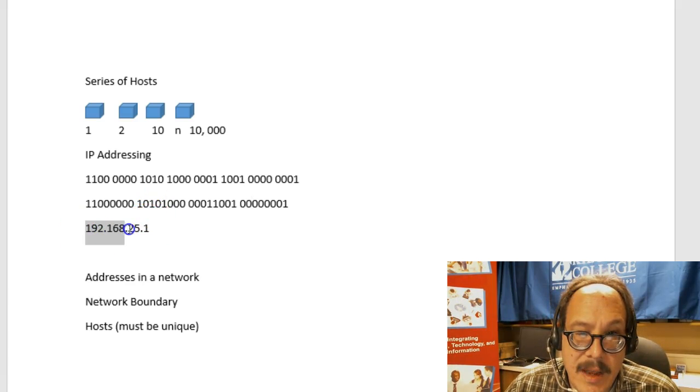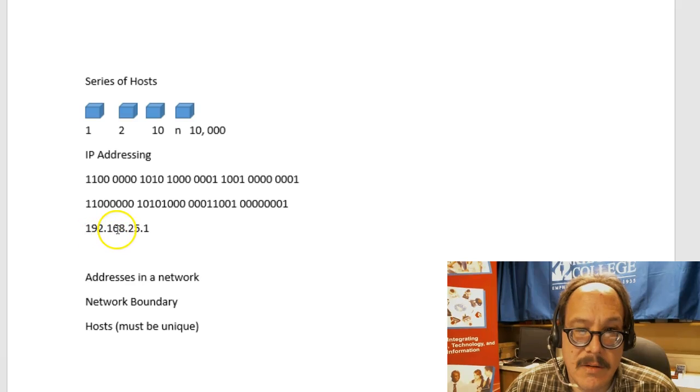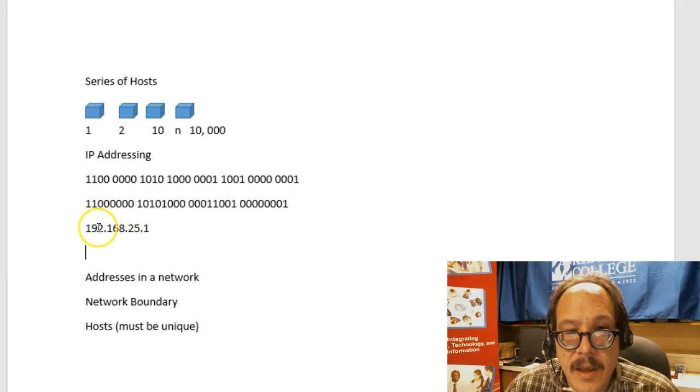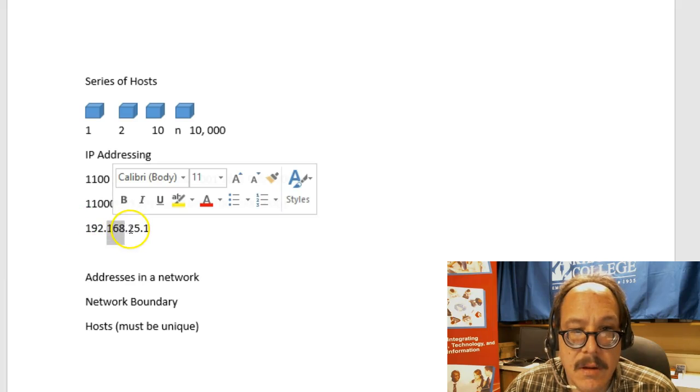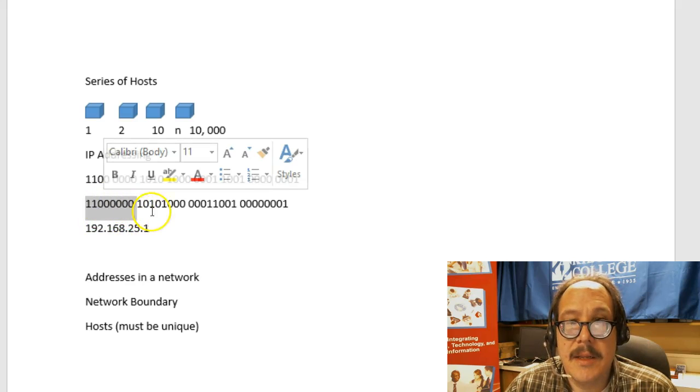We can translate that into a decimal number, which makes it easier for us humans to understand. That's all we're doing here: taking this binary code and translating it into a decimal number that makes it easier to understand. And we are putting it in this format with dots in between the numbers. Now, these numbers are called octets, because an octet consists of 8 bits.